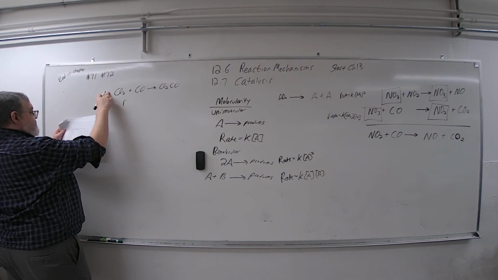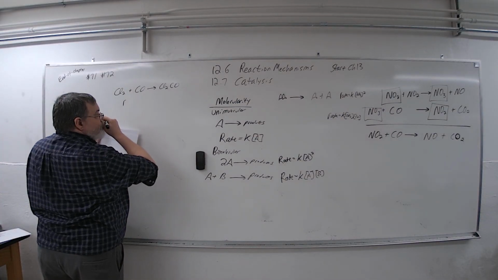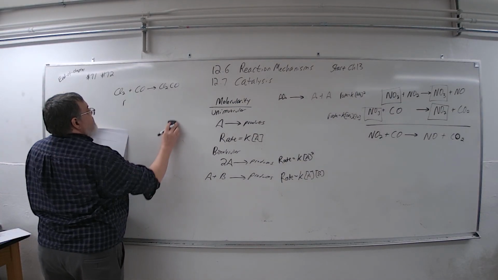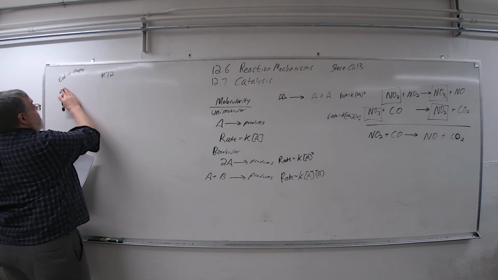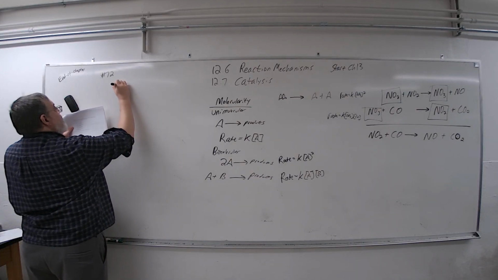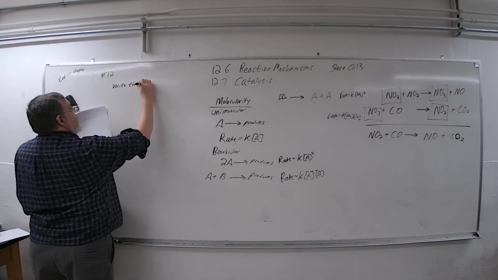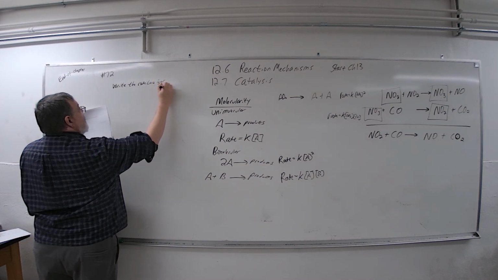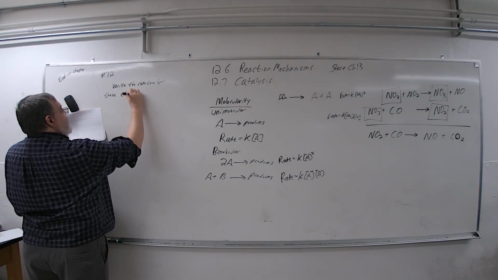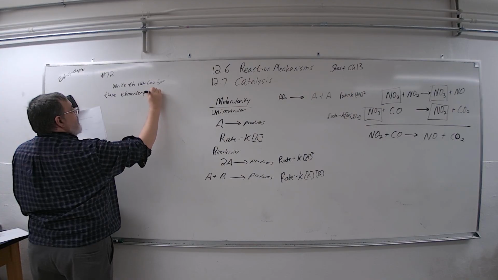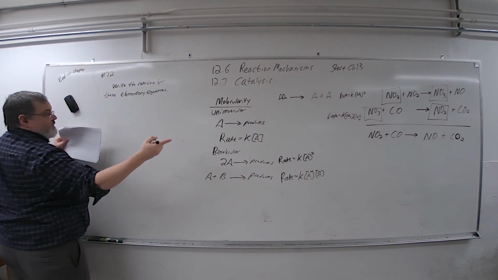Give the following reactions. Oh, okay. Let me do these first. Let me not do those yet. I'll do this one. Number 72. Write the rate law for these. And it's really as easy as this.